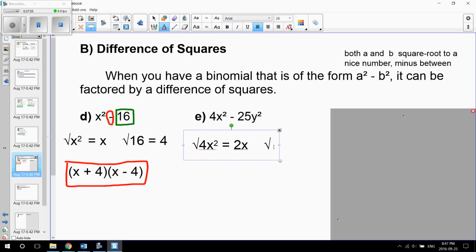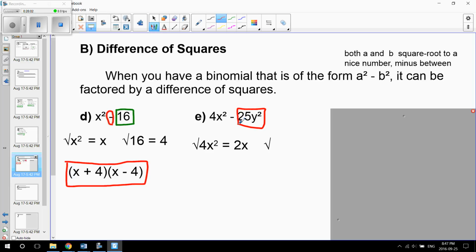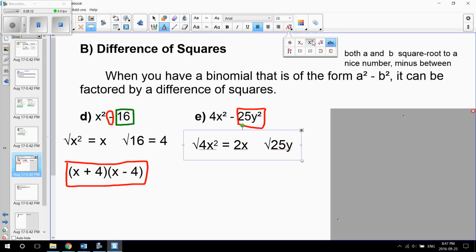Then we're also going to square root our second term. Again, this is the only point in time where we don't take that sign. We're just going to square root, and we're taking everything in that second term, not just the number. We're square rooting 25y squared. And what would that value be then? Hopefully one of you said 5y. The square root of 25 is 5, and the square root of y squared leaves us with just 5y.